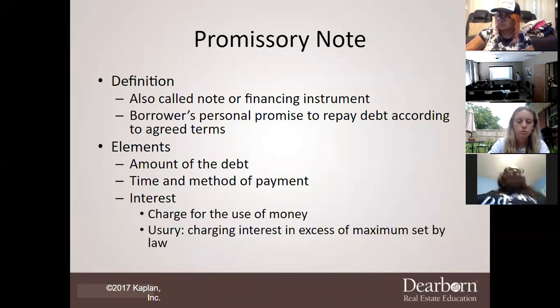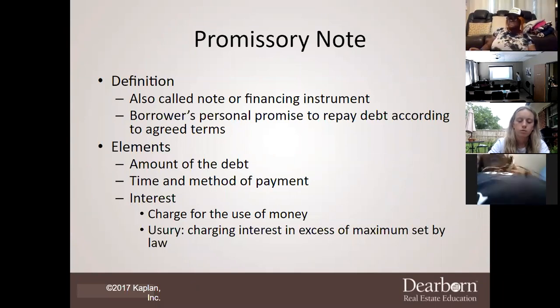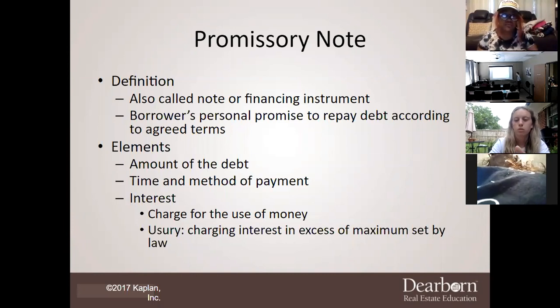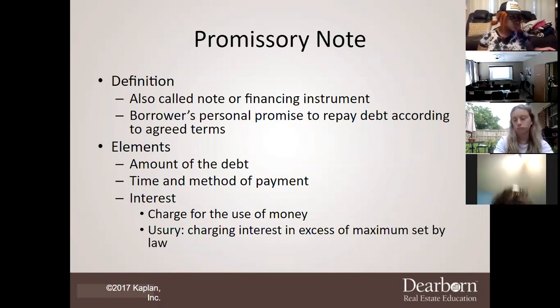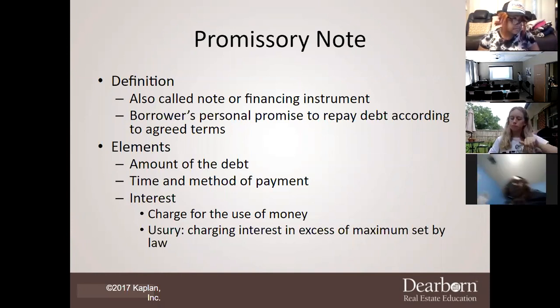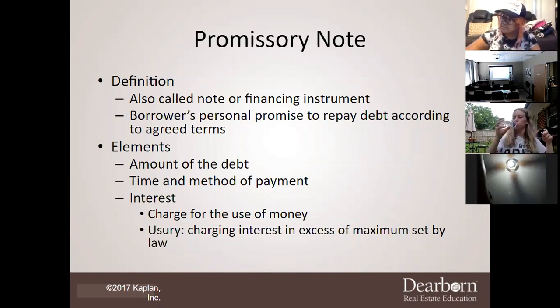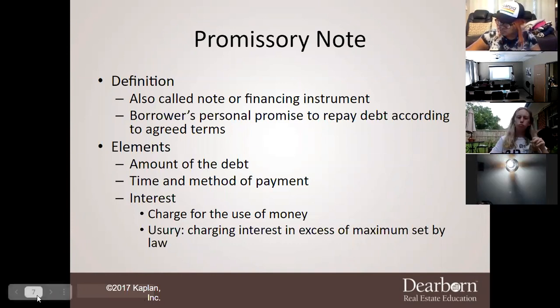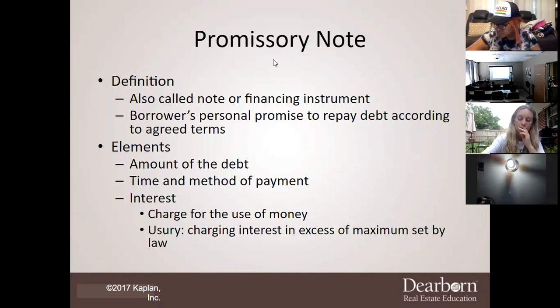And these are some elements that are going to be in a promissory note. The amount of the debt, the time, the method of payment, and the interest. Now, interest is a charge for the use of money. And there's also a usury law for the max interest you can charge. Because if we didn't have the usury law, which prohibits charging interest in excess of the maximum set by the law.